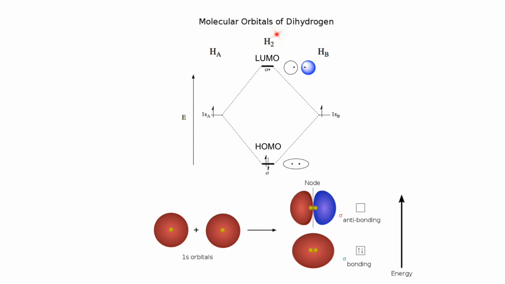And then in the middle, here is where we draw the resulting molecular orbitals that are generated by combining those two atomic orbitals. So molecular orbitals go in the middle.